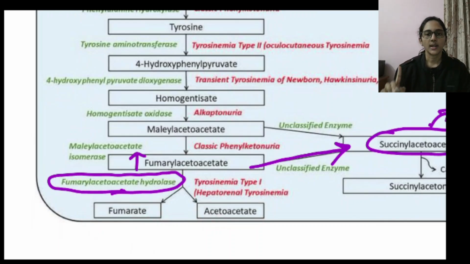And what is type 1 tyrosinemia? Type 1 tyrosinemia is due to the deficiency of fumarylacetoacetate hydrolase. And this is a hepatorenal tyrosinemia. So you will find elevated AFP here. Yes, so in this case they have given us elevated alpha fetoprotein AFP, is it not? So that is a hepatorenal tyrosinemia.